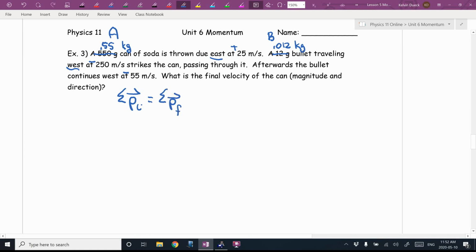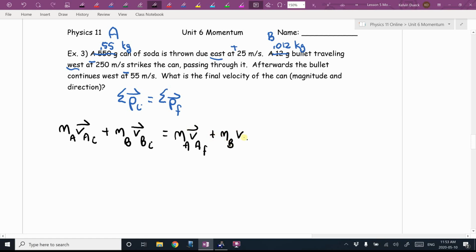Now I know my approach. And I'm going to remember that momentum is mass times velocity. I think before the collision, I have mass A, velocity A initial, and mass B, velocity B initial. I think both the can and the bullet are moving. Wham, they collide. After the collision, the can and the bullet are still moving, but separate. So mass A, velocity A final, plus mass B, velocity B final.